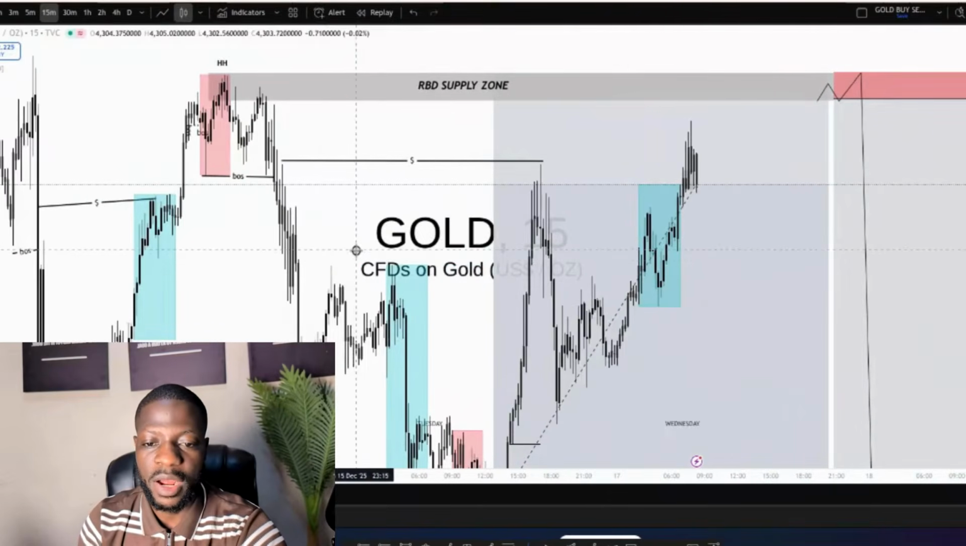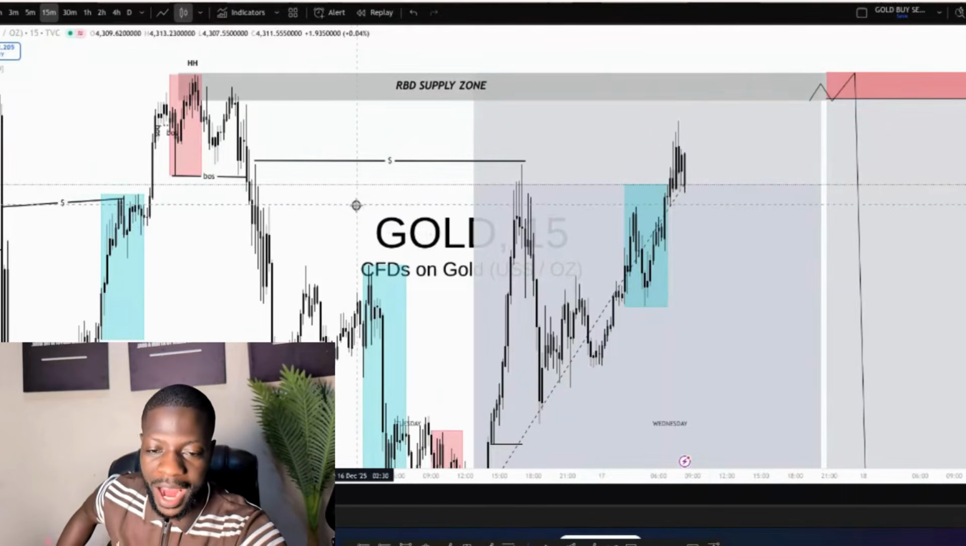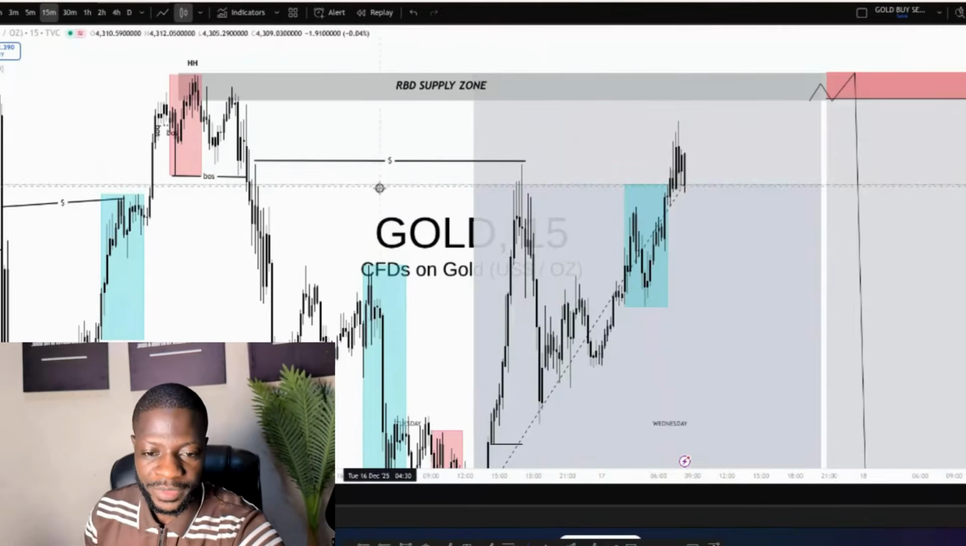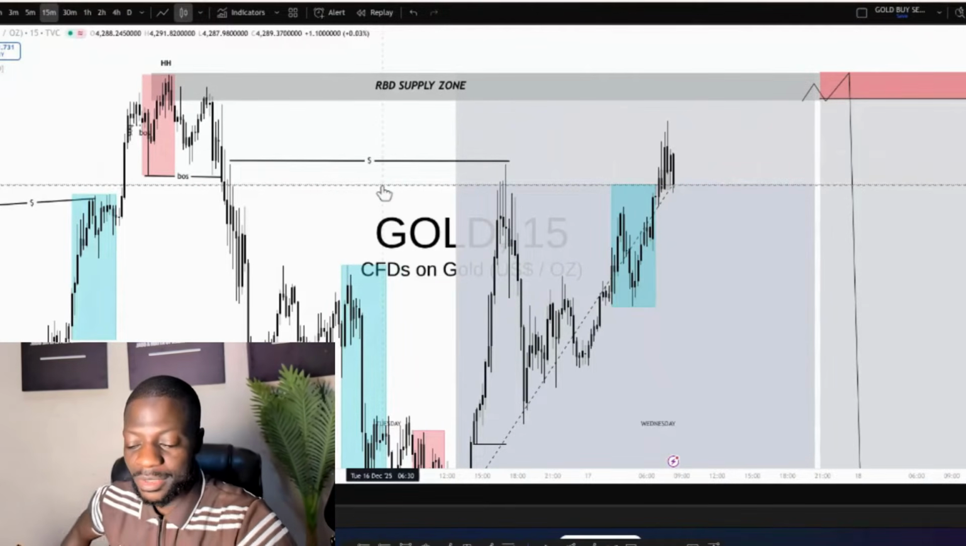And guess what? Right now we're waiting for the market to actually give us a confirmed sell signal before we can actually execute.